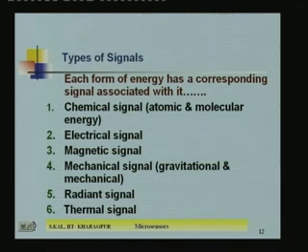Now, what are the different types of signals we deal with? Each form of energy has a corresponding signal associated with it, and those are chemical signal, that is basically atomic and molecular energy, electrical signal, magnetic signal, mechanical signal, which are gravitational and mechanical, radiant signal, thermal signal. So, these are different signals we are getting, and those signals are fed into your sensor system.